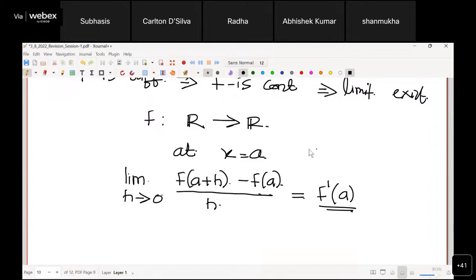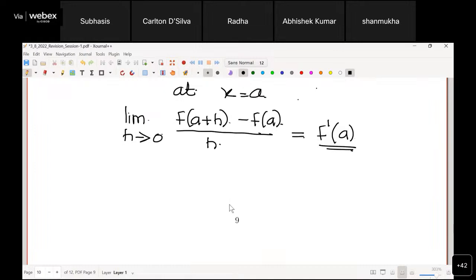Okay, so one thing is, as I already said, if the function is differentiable, that means if the limit exists, then from there itself I can say that my function is continuous. But again, the converse is not true. If f is continuous, that doesn't imply that the function is differentiable. Okay.